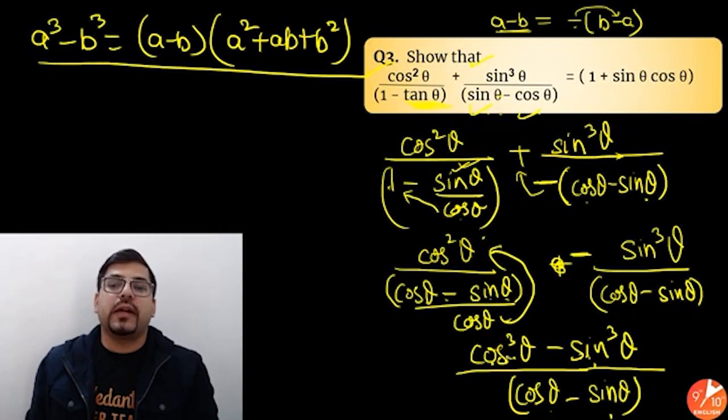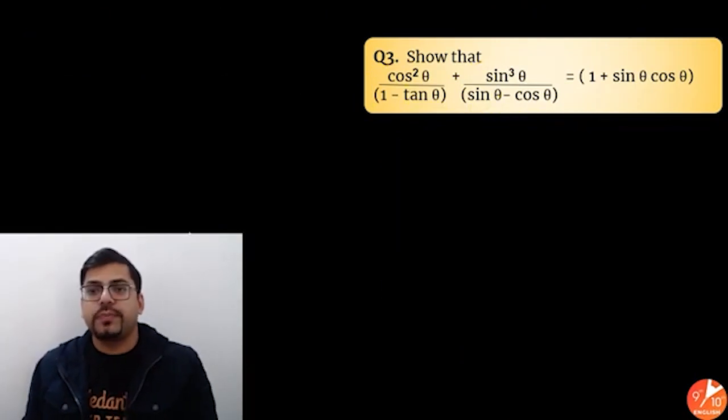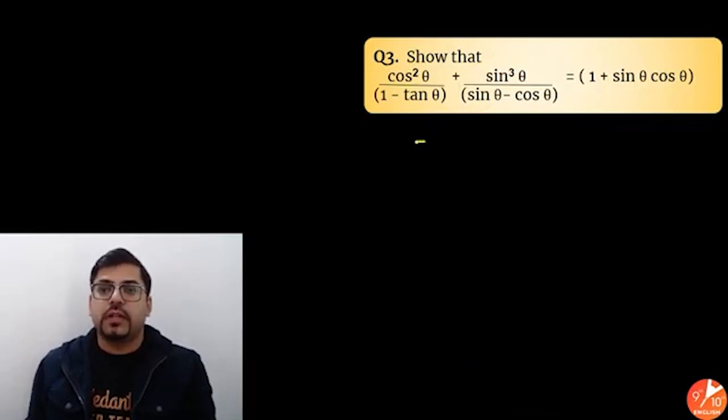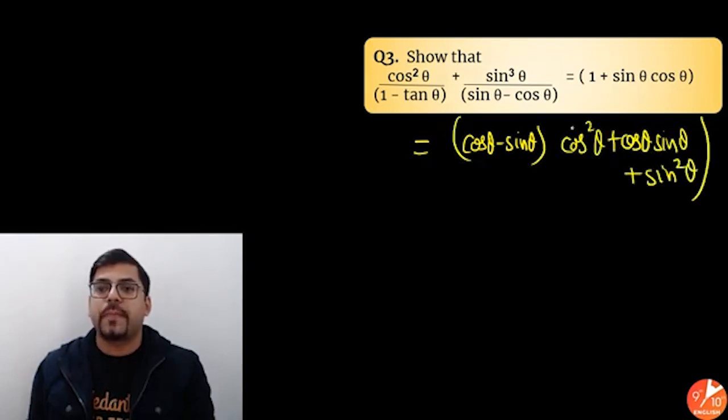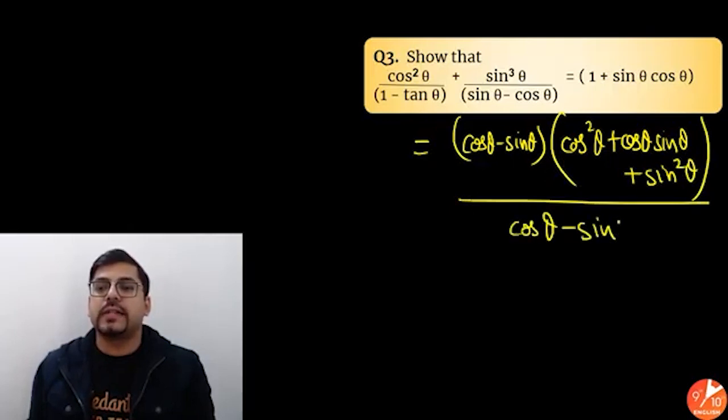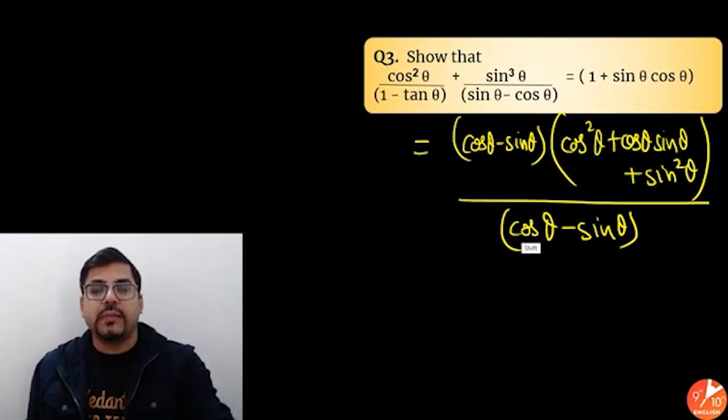So we will apply the formula: (cos theta minus sine theta) into (cos square theta plus cos theta sine theta plus sine square theta). That is what we are going to do. So let me write it down. Here, people, we get that this is equals to (cos theta minus sine theta) in bracket, (cos square theta plus cos theta sine theta plus sine square theta), divided by, in the denominator, we already had cos theta minus sine theta.